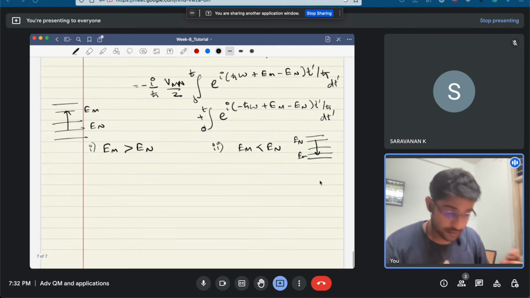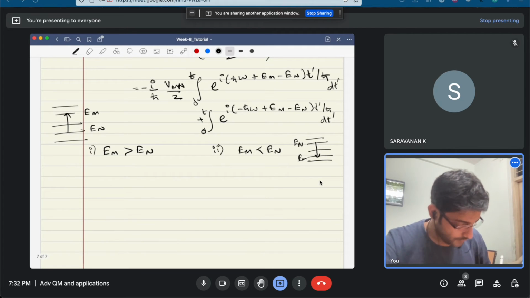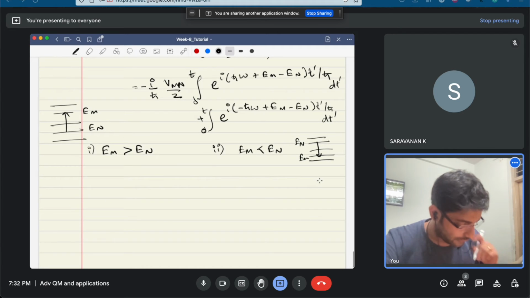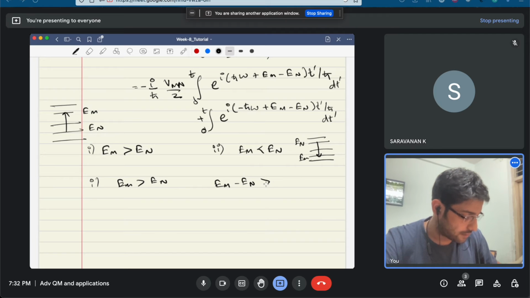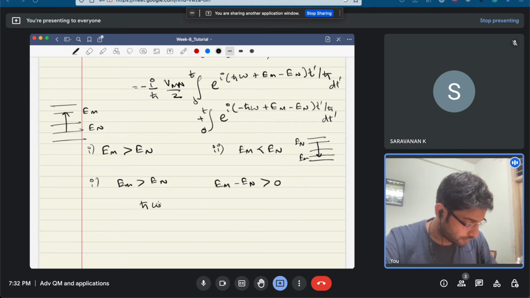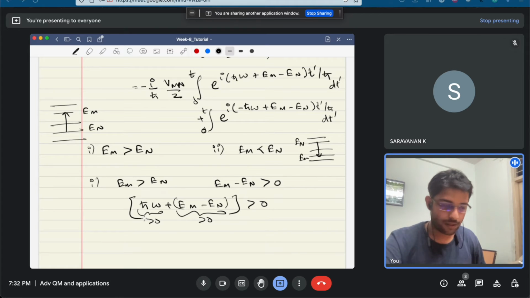Okay, so let us just do the first case. When we have the first case of Em greater than En, basically your Em minus En is greater than 0, right? Now here if you have a term like this En, since this is greater than 0 and this is also greater than 0, this complete term in the square bracket is much larger than 0, let's say.